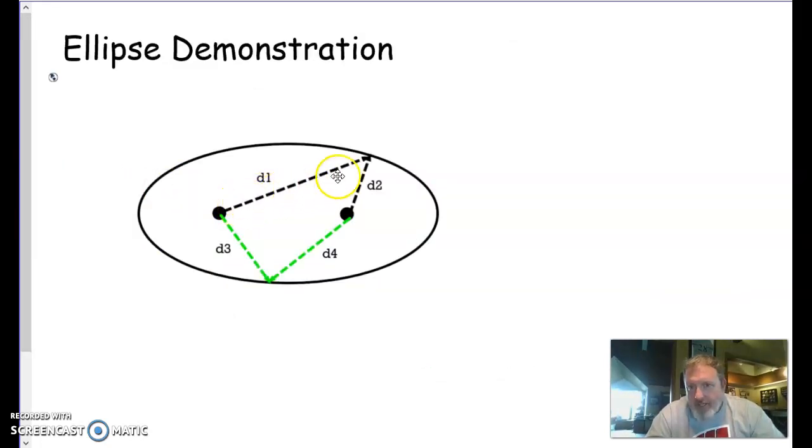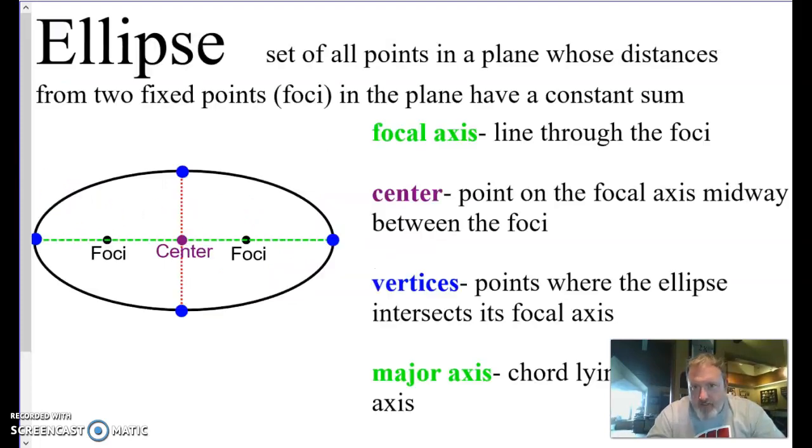If I picked any point on this ellipse, for example right here, if I were to take this length plus this one, so D1 plus D2, it would equal the sum of D3 plus D4. Or if I pick this point over here and I drew a segment from this foci to this point and from this one to here, those two numbers would add up to the same as these two. So the distance from the foci always adds up to the same thing. So that's where you get that definition of the constant sum.